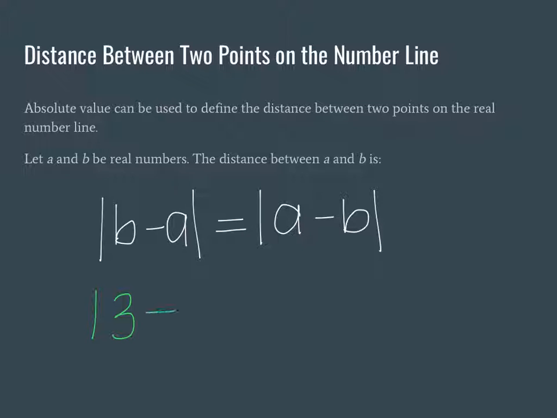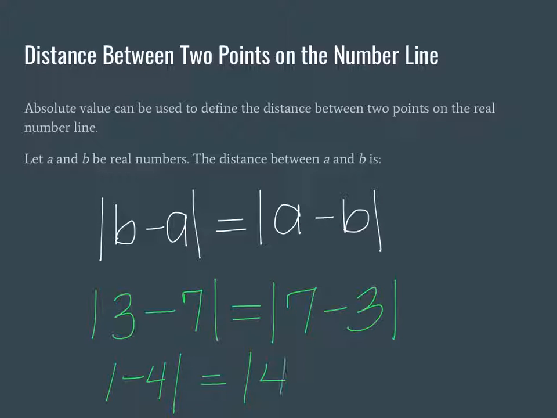For example, if we wanted to determine the absolute value of 3 minus 7, that is going to be the same as the absolute value of 7 minus 3. And why does this work? Well, the absolute value of 3 minus 7 is going to be the absolute value of -4, which we know is actually equal to the absolute value of 4, as they are both 4 units away from 0. And this does also work if you have either 2 negative numbers or a positive and a negative number.